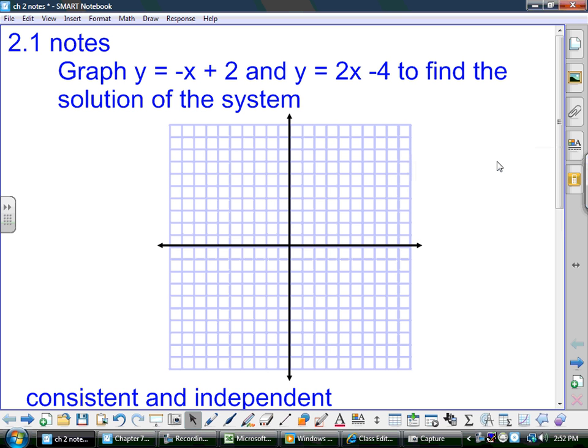A system of equations is when you have more than one equation and you're trying to find solutions that work for all of the equations in the system. One way to solve a system is by graphing. So I'm going to graph the two lines. The first line has a y-intercept of 2 and a slope of -1. So I can go down 1 over 1 all the way across the graph.